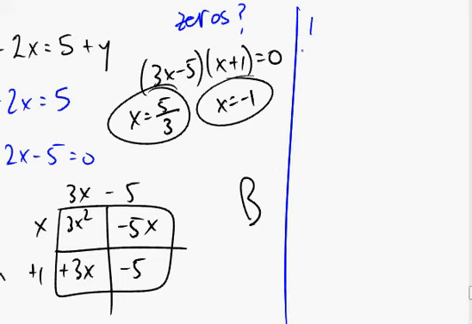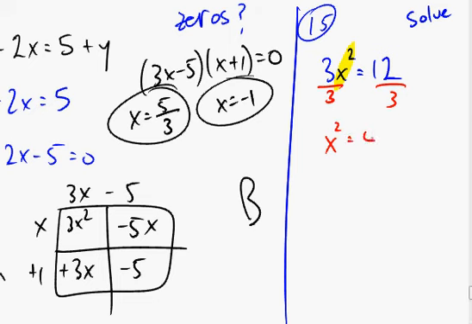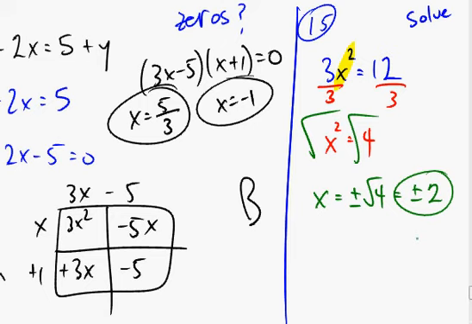Okay, now we're on 15. You have to solve this. You could subtract 12 and factor it and do it that way. Or if you can get the squared part by itself, then you could just square root the two sides. So the first step is just divide this by 3. Then square root both sides, and you get x equals plus or minus the square root of 4, which is plus or minus 2. B.